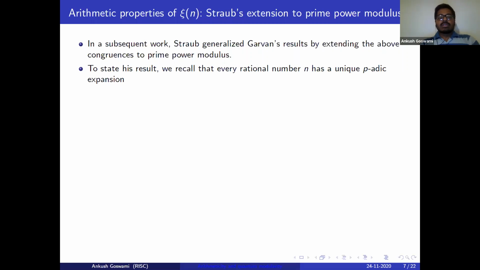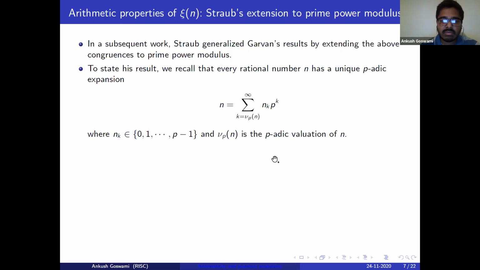Okay, and to state his result, we recall that if you take any rational number n, then it has a unique p-adic expansion which can be written in this form: n equals the sum of n_k p to the power k, where this n_k is an integer in between 0 and p minus 1, and this nu_p of n is the p-adic valuation of n. And p-adic valuation of n simply means that if n is a rational number, you write it in the lowest form, then nu_p of n is the highest power of p such that p to the power of nu_p of n will either divide the numerator of the fraction or the denominator of the fraction.